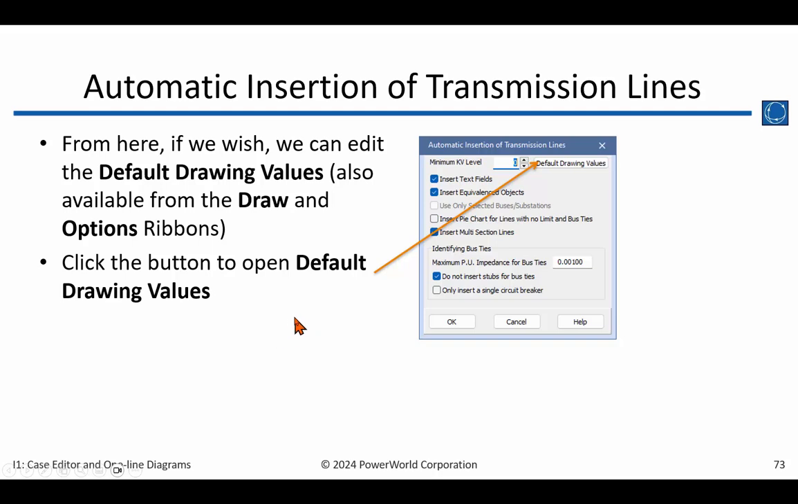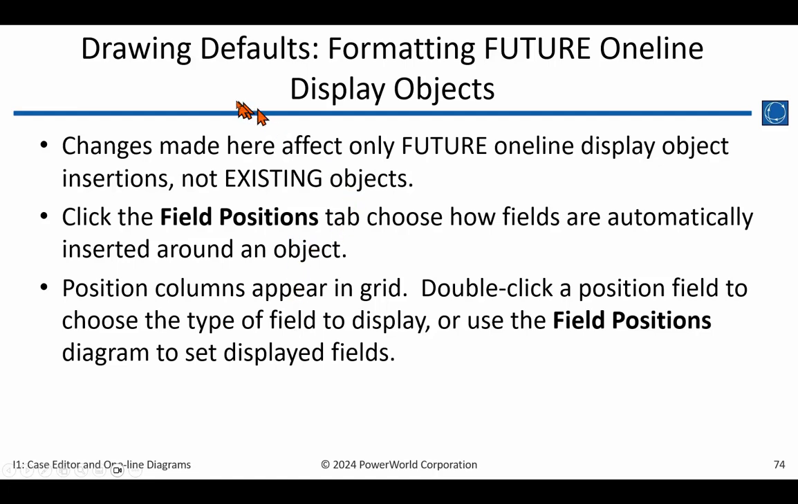The default drawing values will basically set the properties for transmission lines that will be drawn in the future, and other objects as well. You could set it for transmission lines, buses, substations, and everything else that you could put on a one-line diagram. It's worth noting that the default drawing value settings will affect only the future items that are added to the one line, not things that are already on the one line. There are ways that you can edit the properties of things that are on the one line, but in this dialog, you're just editing settings for what would be added in the future.